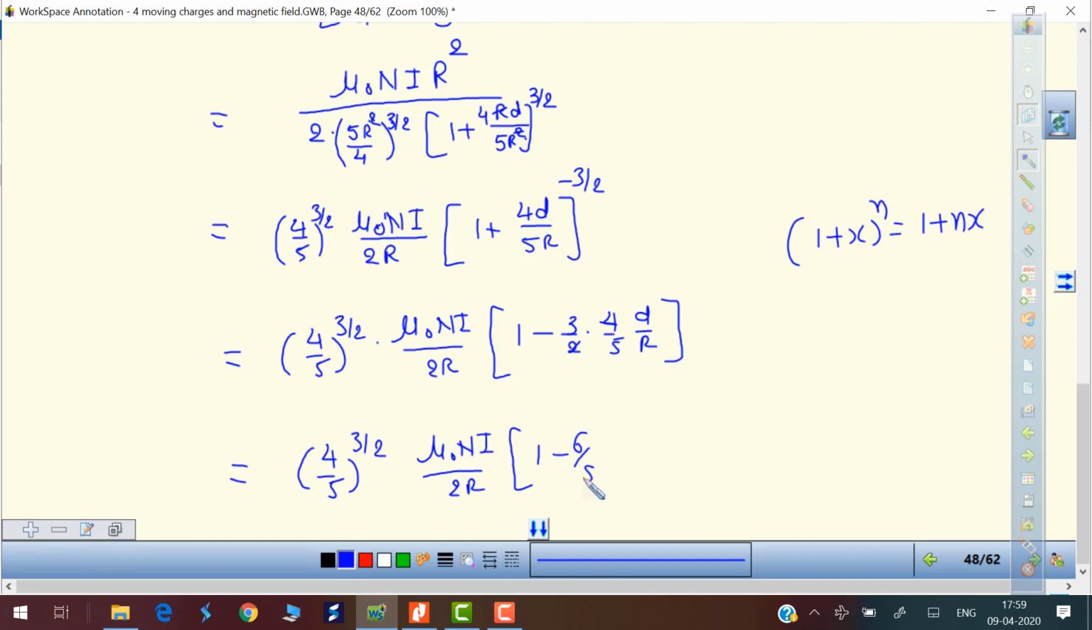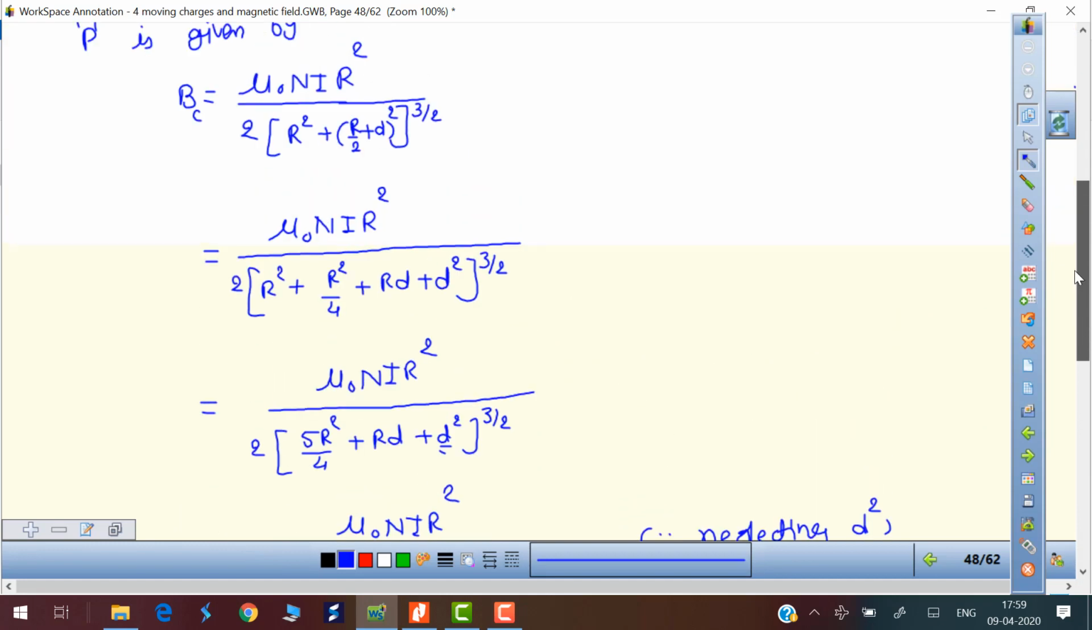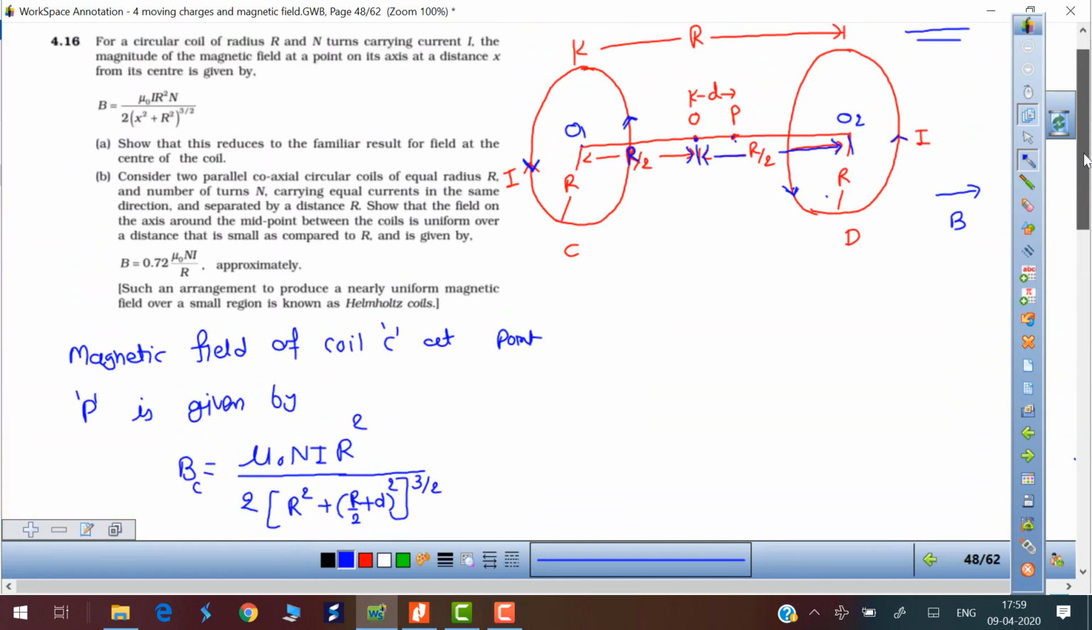6 by 5 d by R. So this is because of the coil C. I say this is 1. Still we have an exercise for D also, but I will give a little bit of hint about what the changes are.